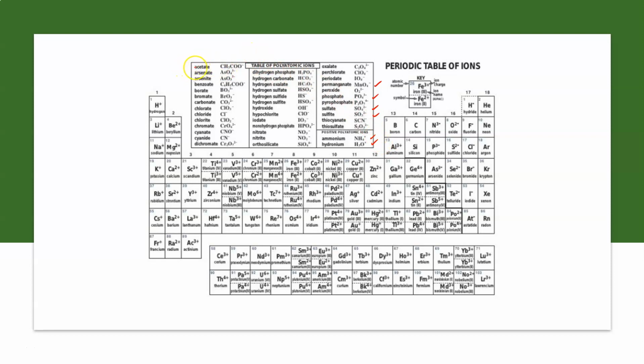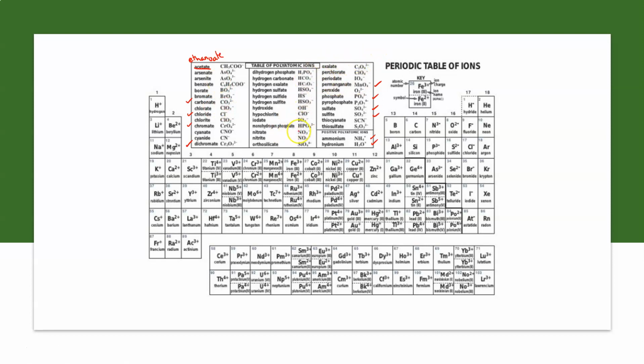We will get rid of this acetate one. We will call it ethanoate. That's actually an old name for acetate. The modern naming convention for this is ethanoate. We will need to know carbonate, chloride, chromate, and dichromate. The other ones you will tend to be given the formulas when you're using them.